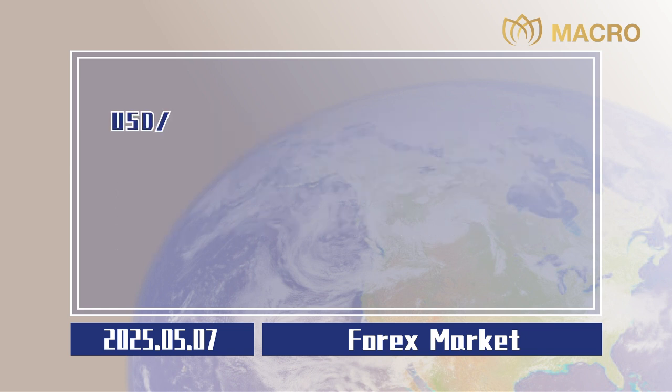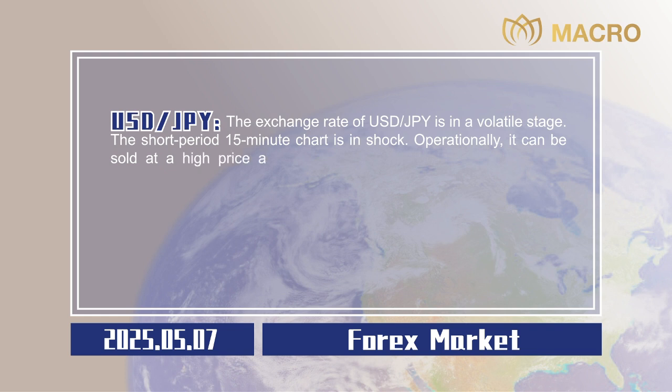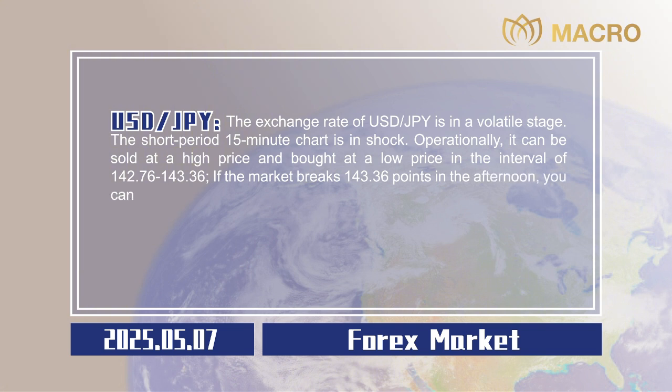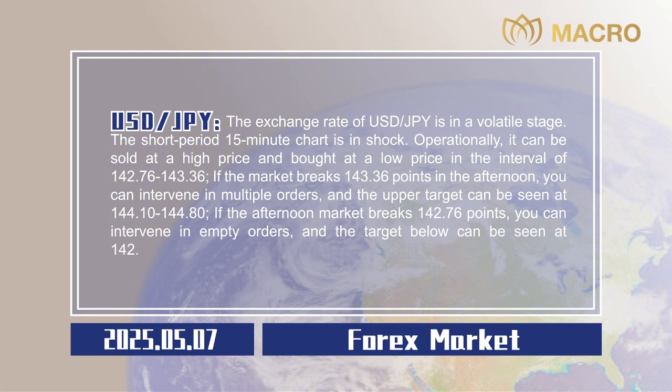0.0020. US dollar to Japanese yen. The exchange rate of US dollar to Japanese yen is in a volatile stage. The short period 15-minute chart is in shock. Operationally, it can be sold at a high price and bought at a low price in the interval of 142.76 to 143.36. If the market breaks 143.36 points in the afternoon, you can intervene in multiple orders, and the upper target can be seen at 144.10 to 144.80. If the afternoon market breaks 142.76 points, you can intervene in empty orders, and the target below can be seen at 142.20 to 141.70. Stop losses are all 20 points, 0.20.